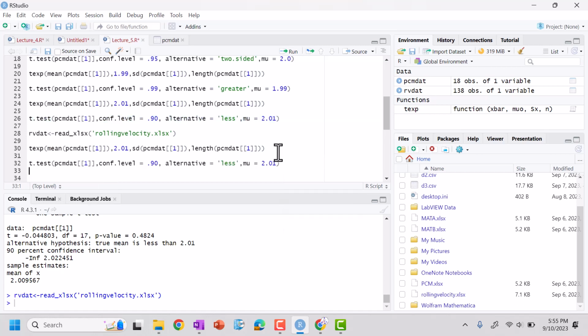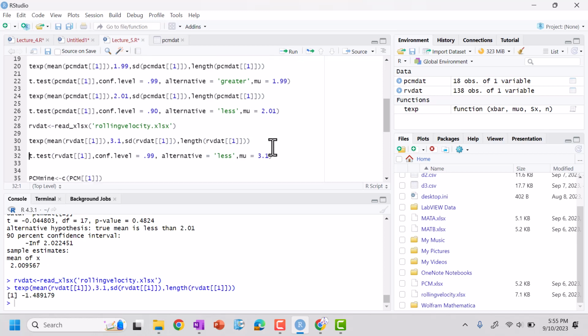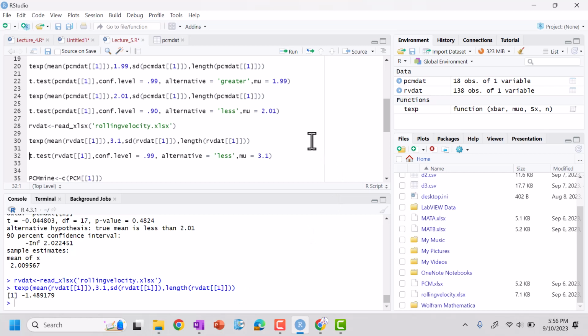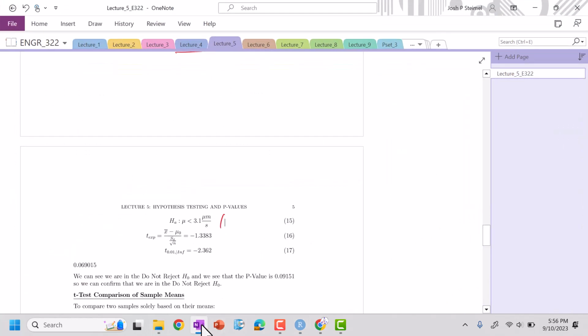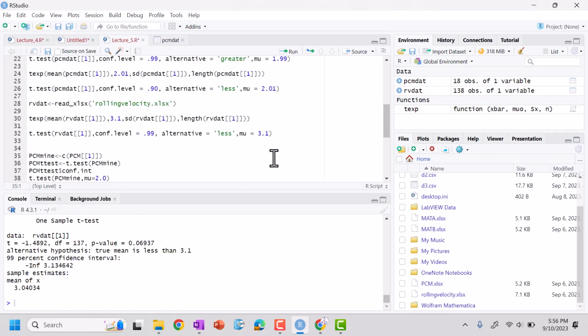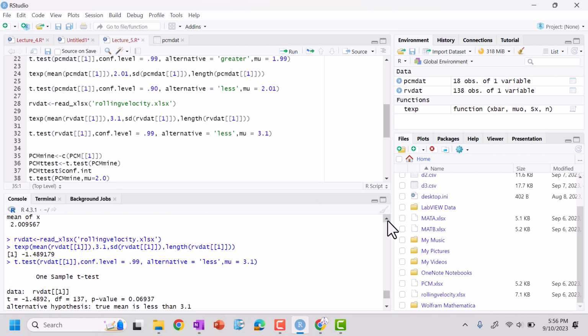Again, you're encouraged to use R on your problem set. You can always have this on the exam too. So I believe it's 3.1. Let's double check 3.1. And then let's replace PCMDAT with RVDAT. All right, so minus 1.48. Again, the data is a little bit different because I read it in differently, but it's okay. That's our value here. Let's see if we get the same. Yep, 3.1. I'm going to Control Enter here, and we see we get consistent values between these two, which is the most important.